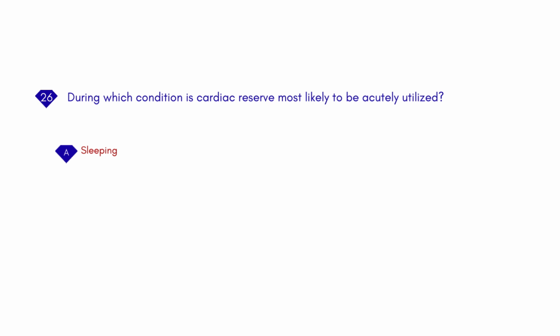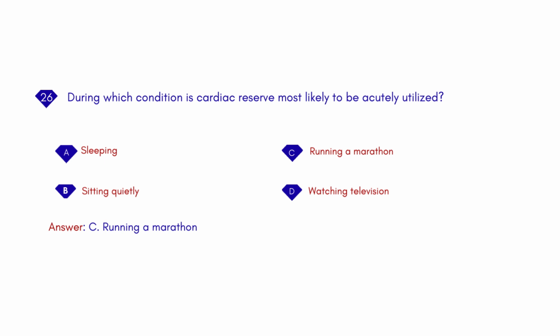During which condition is cardiac reserve most likely to be acutely utilized? A. Sleeping. B. Sitting quietly. C. Running a marathon. D. Watching television. Answer: C. Running a marathon.